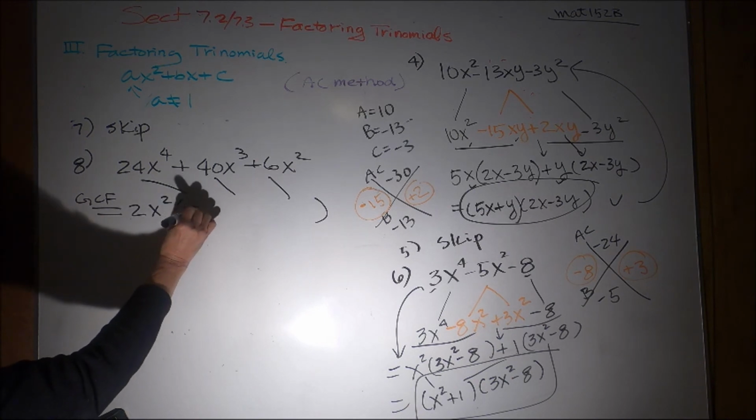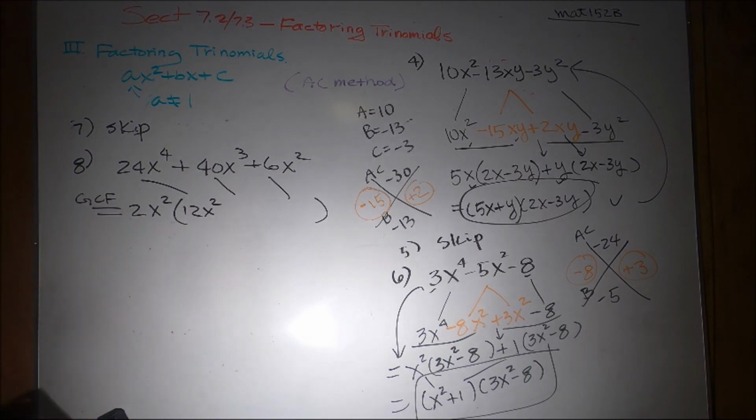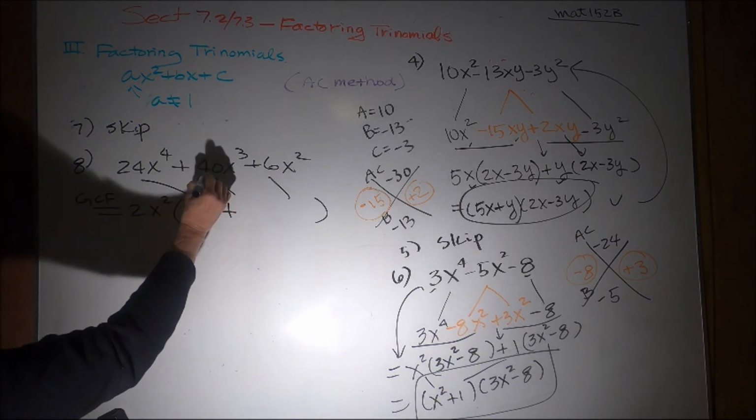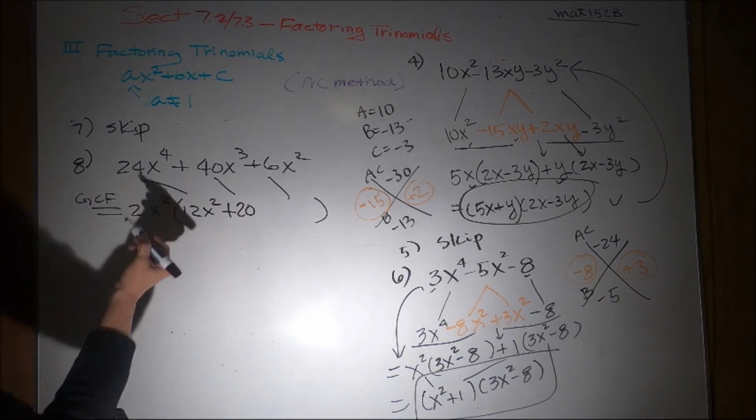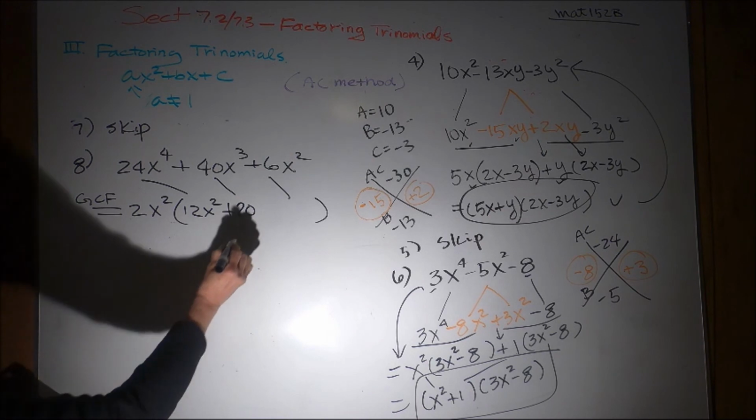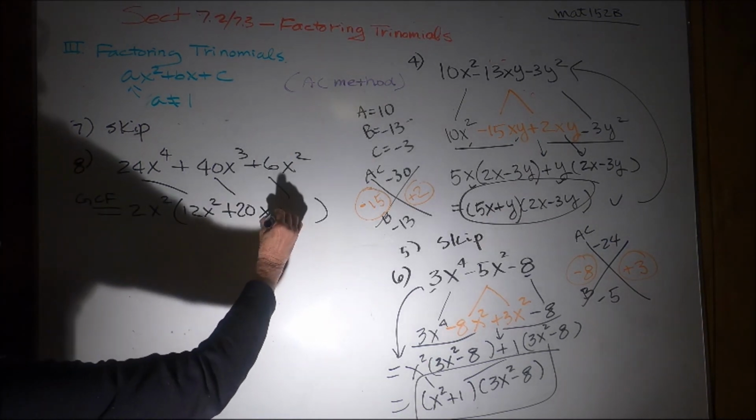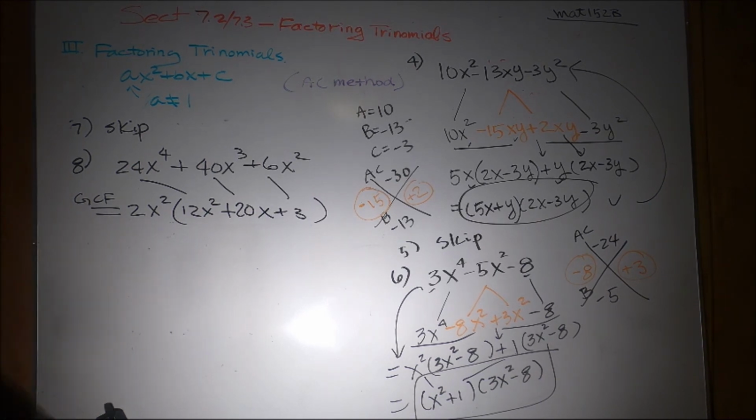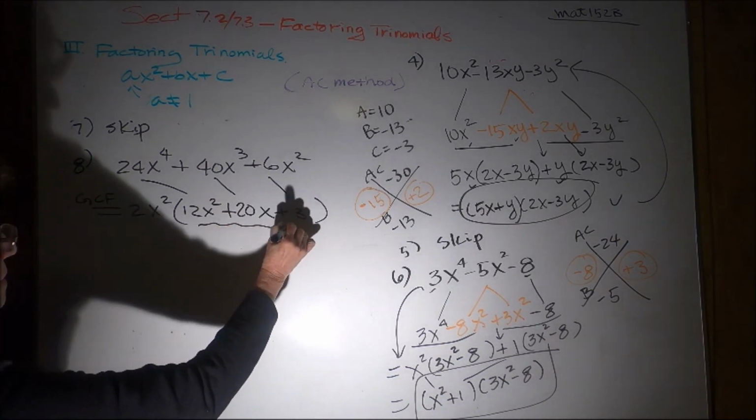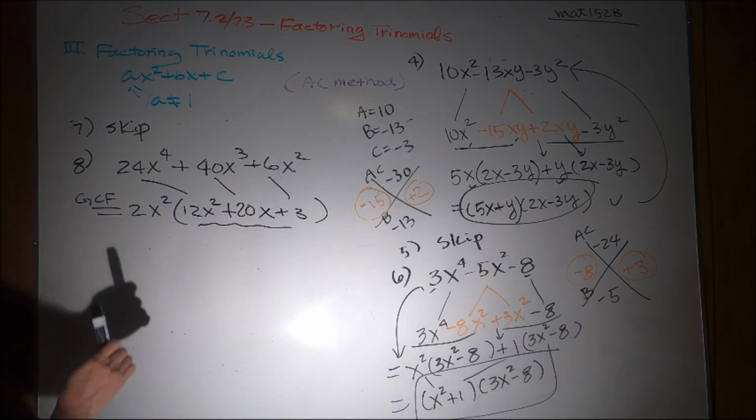24 divided by 2, 12. X fourth, take x squared out, you have x squared left, right? Then second term, 40, take 2 out, 20. X cubed, take x squared out, is x left. Then last term, 6 take 2 out is 3. X squared, take out x squared, you don't have any, right? So outside is 1 term, inside is your what? Trinomial.